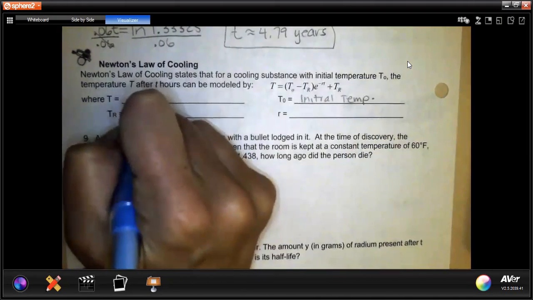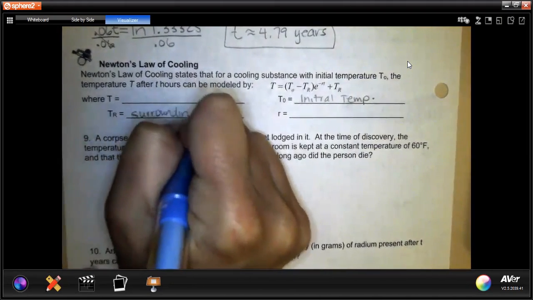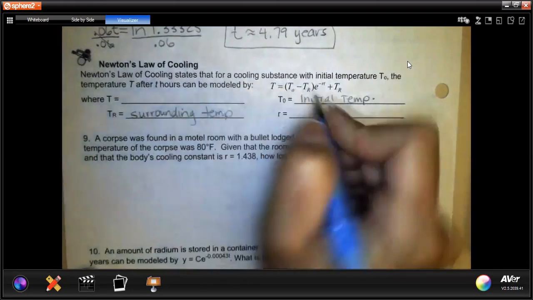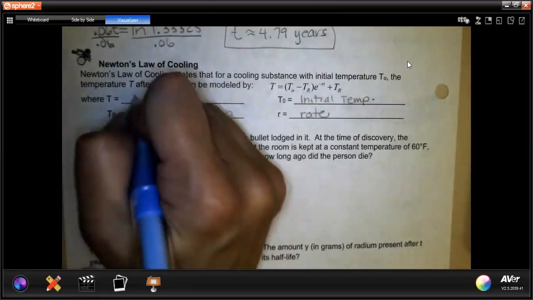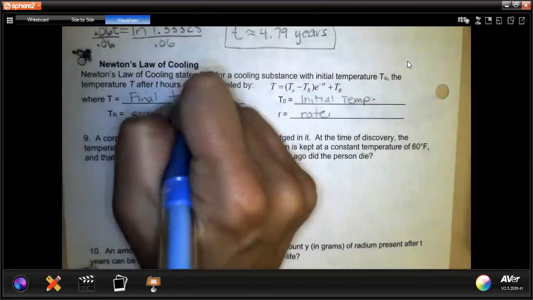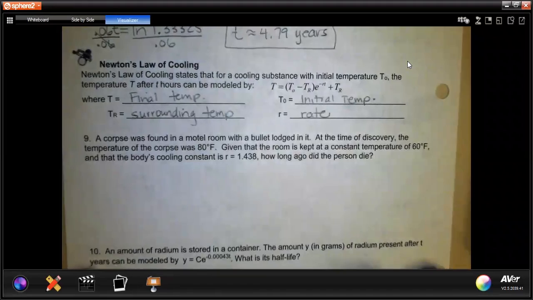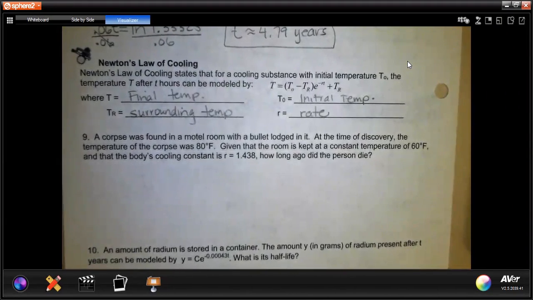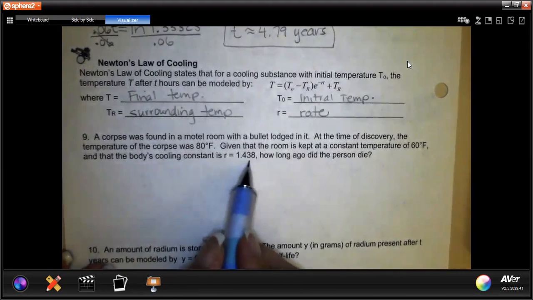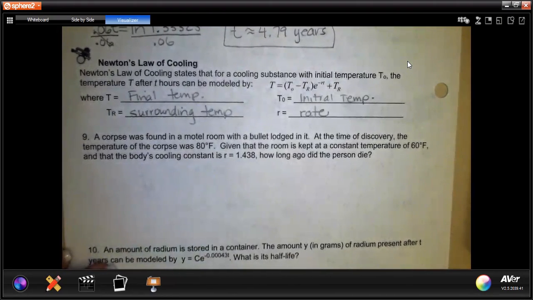TR is going to be our surrounding temperature. R is going to be that rate, and then this is my final temperature. All right, so it says, a corpse was found in a motel room with a bullet lodged in it. At the time of discovery, the temperature of the corpse was 80 degrees. Given that the room is kept at a constant temperature of 60 degrees and that the body's cooling constant is R equals 1.438, how long ago did the person die?